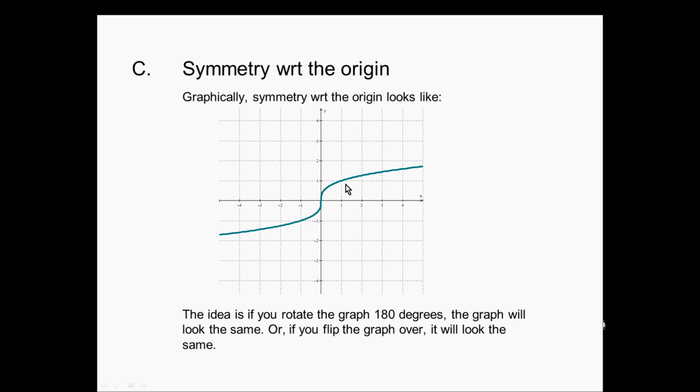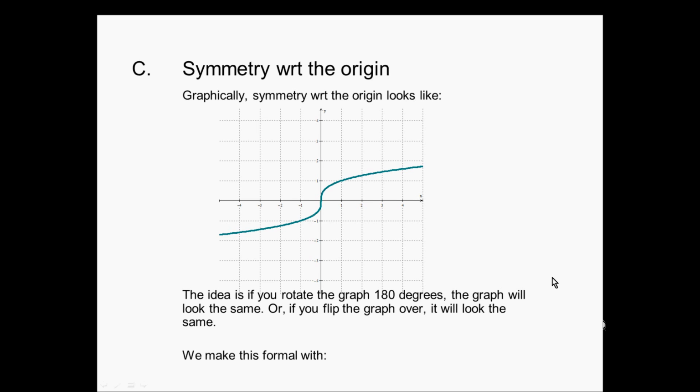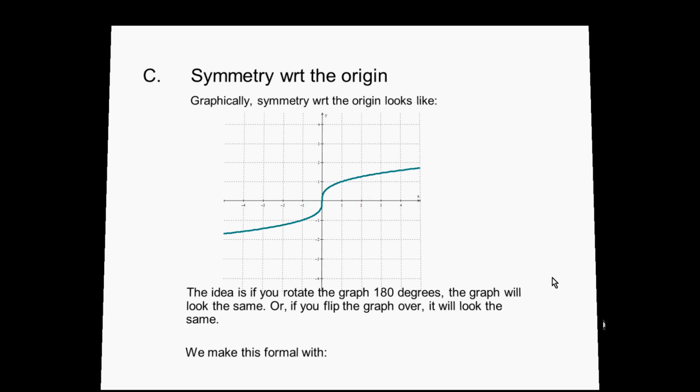So now notice, I've got a point (1, 1) and (-1, -1). I've got what looks like (3, 1.5) and (-3, -1.5). Both x and y are changing signs. So we're going to make this formal with a nice little definition of symmetry with respect to the origin. Definition: two points are said to be symmetric with respect to the origin if and only if they satisfy the following.